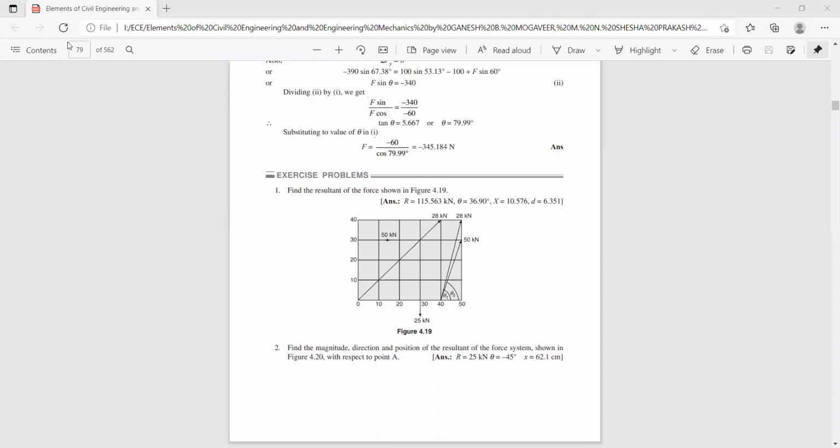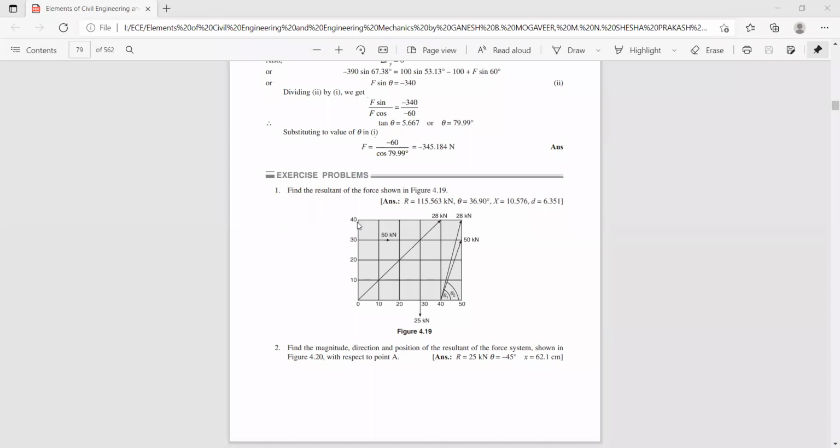So today we shall discuss some more numerical problems, and these are the exercise problems. Let us not worry about the answers here. They may be right or they may be wrong. So let us do this problem and check whether the given answers are okay.